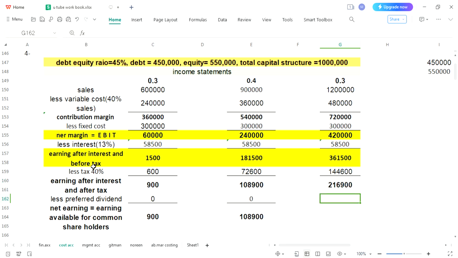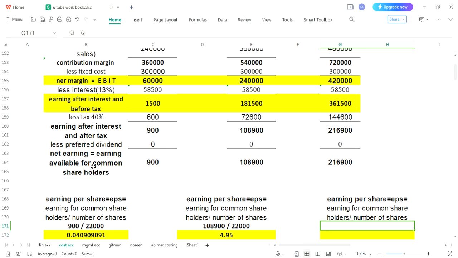No preferred dividend. It means earning available for common shareholders, when you subtract your preferred dividend from previous earning, 2,16,900, no dividend. So we have got our earning available for common shareholders, which will be used to calculate our earning per share.